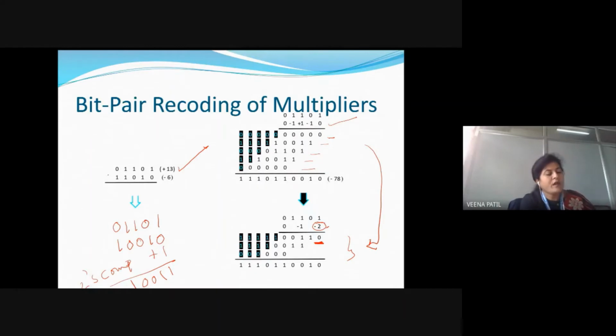Are you copying it down? So write it as a note in your notebook. Minus 2 times the multiplicand is obtained by getting the 2's complement of the multiplicand and then shifting it left by 1 position.